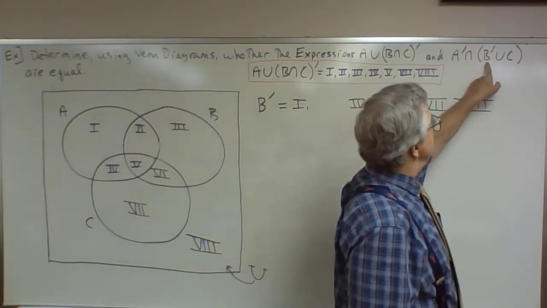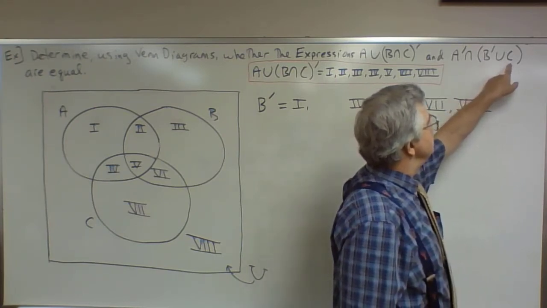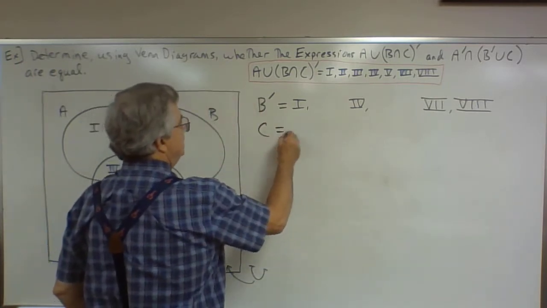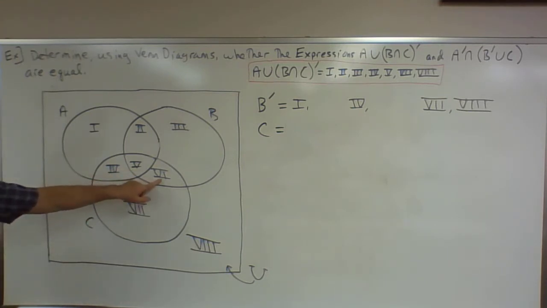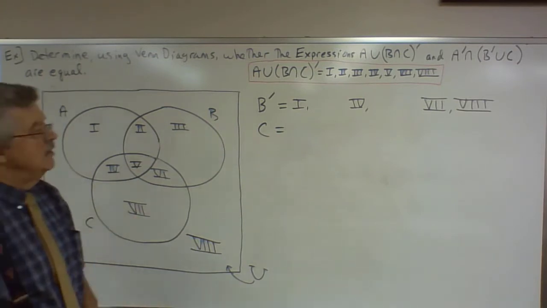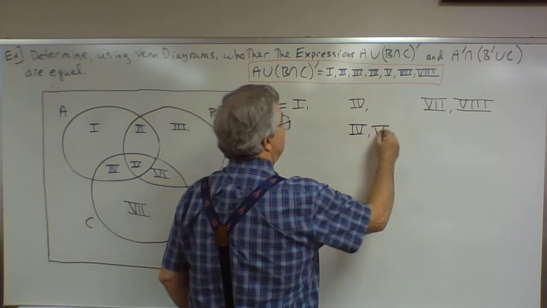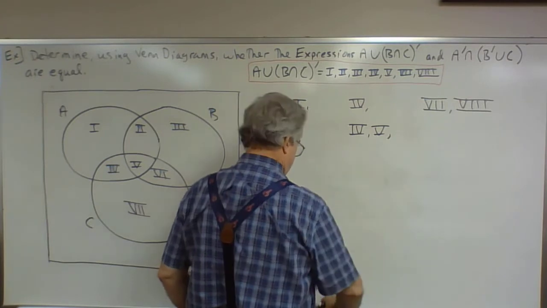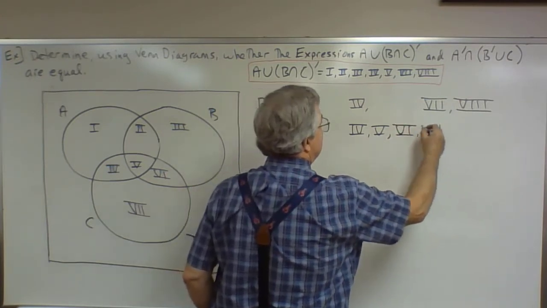We've got B complement, and we want to compute the union of B complement with set C. So let's write down the elements in set C. Set C comprises the regions 4, 5, 6, and 7. Okay, I'll write it this way. 4, 5, 6, and 7.